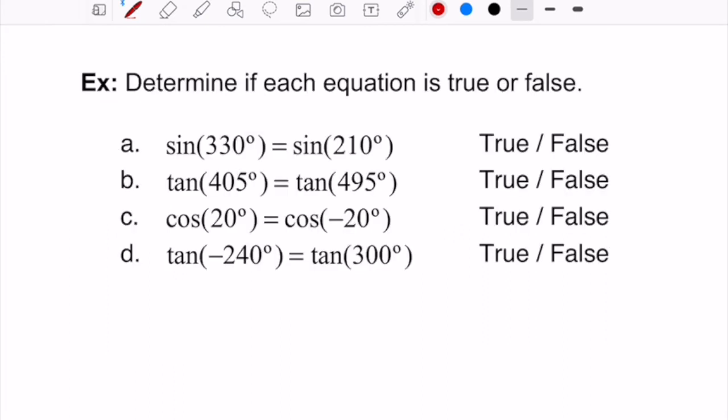All right, here in this next example, it says determine if each equation is true or false. And so the way that you do this problem will definitely depend on if you have a calculator or not, because with a calculator, you can simply type in degree mode, sine of 330, sine of 210, and determine if they are the same or if they are different. So if you have a calculator, it's a very quick question.